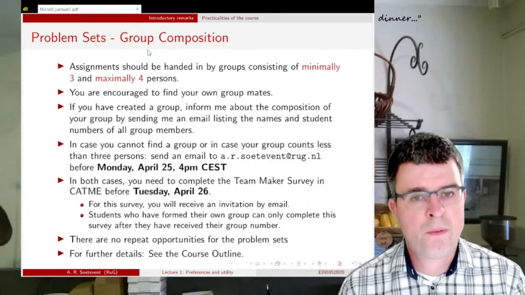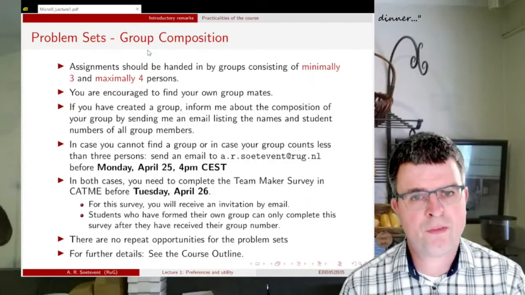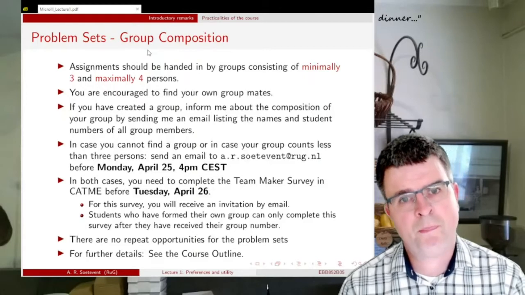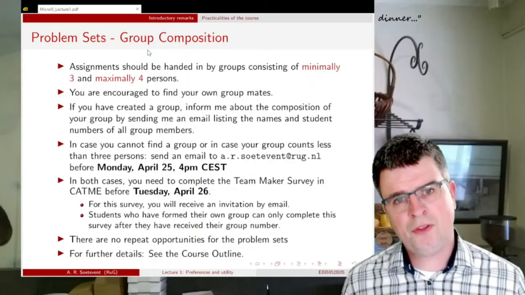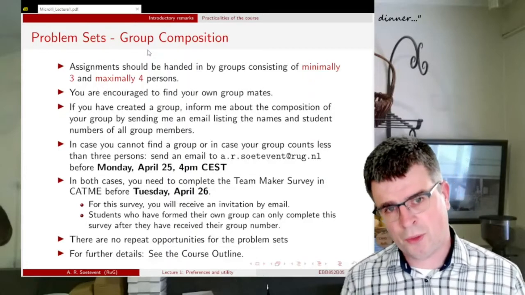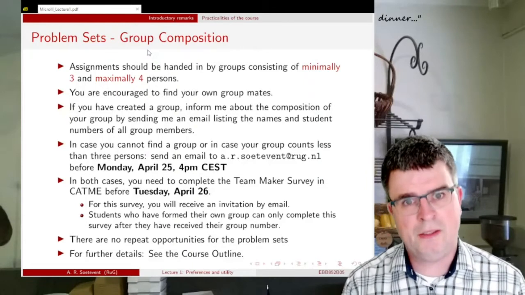Also, students who have formed their own group can only complete this survey after they have received the group number from me. So if you form your own group, inform me about the composition of your group. I will give you a group number, and once you've received your group number, you can fill out the Academy survey.